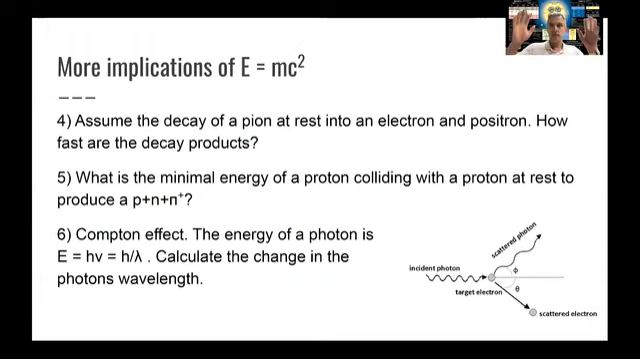Whatever the dynamics is in this decay, if you just look at the kinematics of this, how fast are the decay products? In order to calculate that, you need to look up the pion mass, the electron mass we just discussed, and the positron has the same mass. So how fast are the electron and positron coming out of a pion decay? Assume that the pion is at rest. Then you can use momentum conservation and calculate the speed of the electrons and positrons.